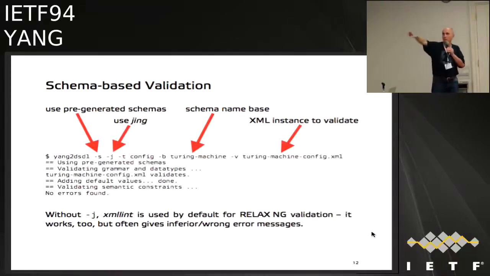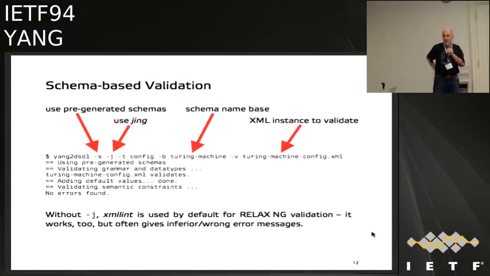So -s tells the tool to use the pre-generated schemas rather than generate them anew, which takes some time. Then -j tells the tool to use that Jing Java-based validator.